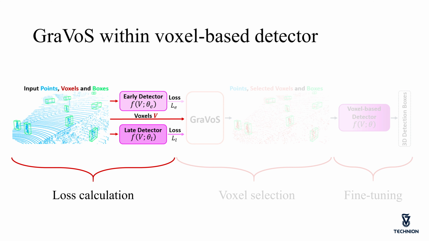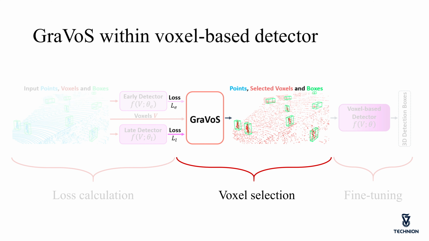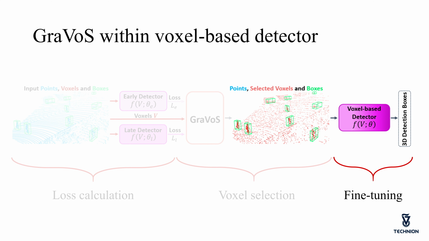The given input point cloud, in cyan, is voxelized and fed into any pre-trained voxel-based detector, denoted as F, at 2 different training stages, early and late. These detectors' losses are computed and are the input of GraVoS, which performs voxel selection. The selected voxels, in salmon, are then fed into the late detector, initializing its weights where it left off and continuing training using the selected voxels exclusively.